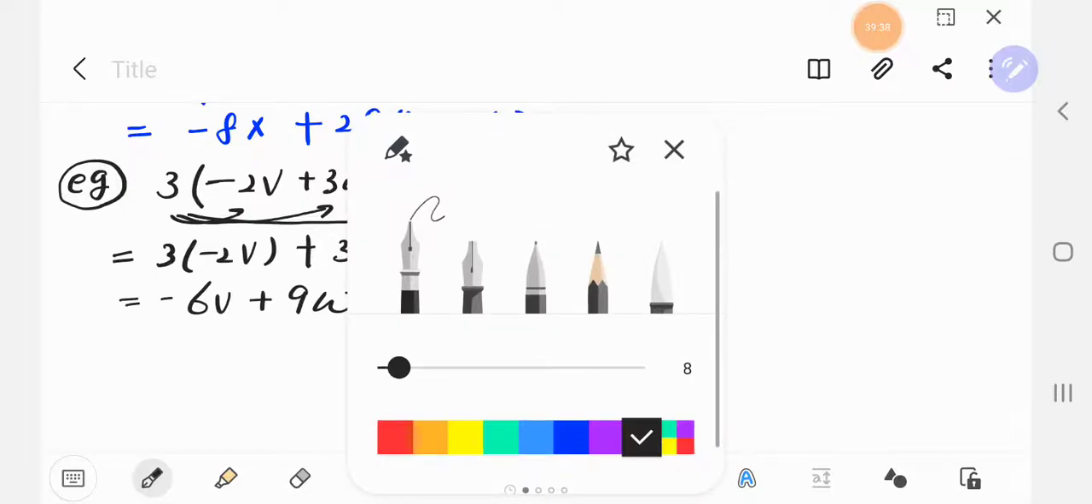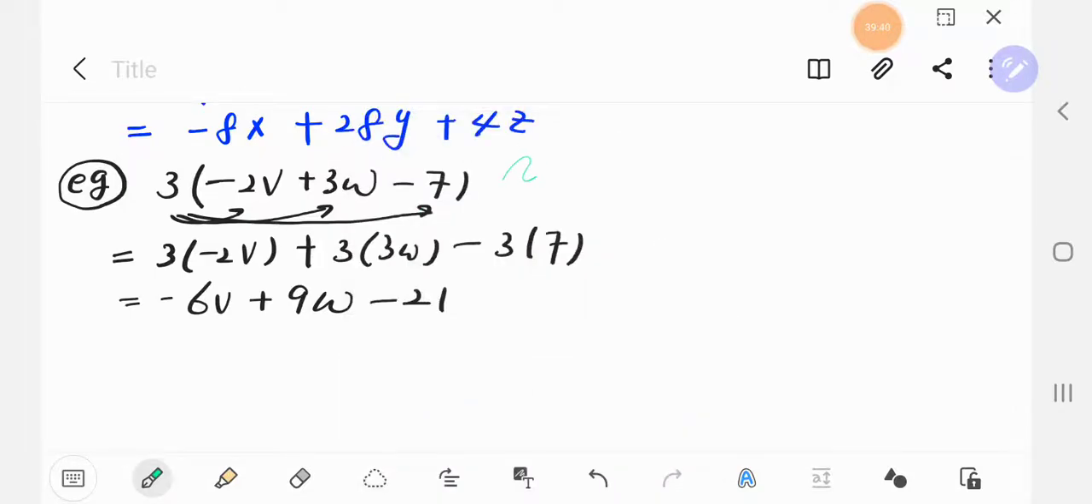Or you can use mental math. So mental math is what? Multiply these two: negative 2v times 3. So there will be minus 6v. And 3w times 3 is what? 9w. And then negative 7 times 3 is minus 21.